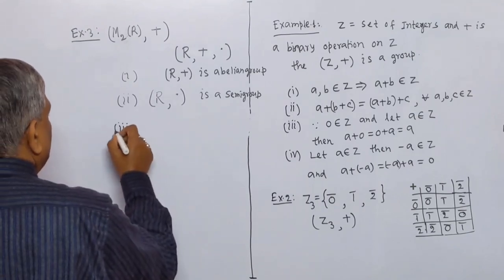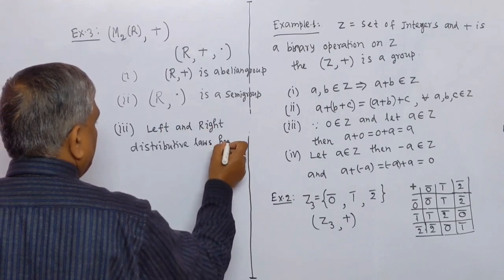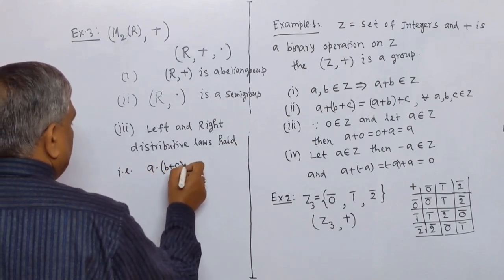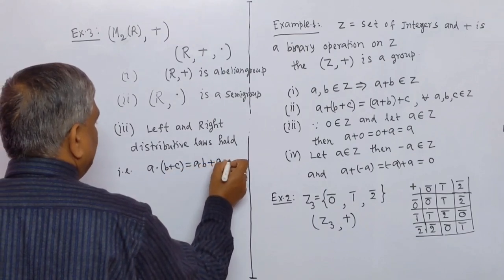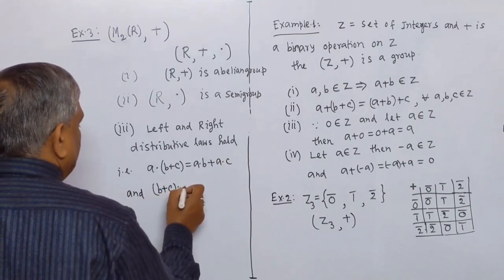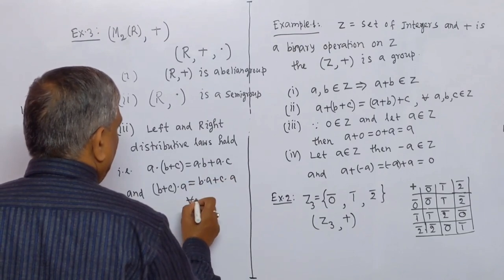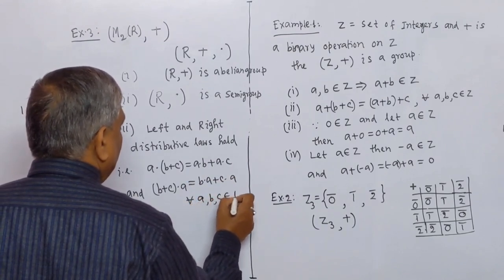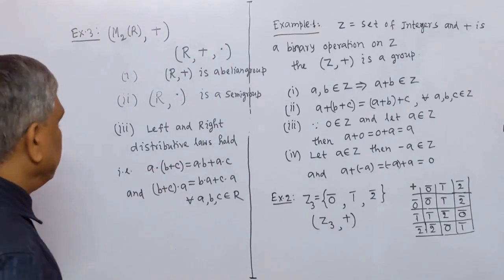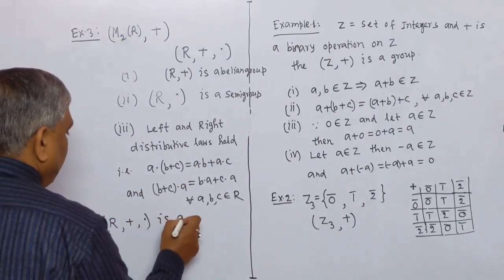Number three, left and right distributive laws hold, that is, A multiply B plus C equals A multiply B plus A multiply C, and B plus C multiply A equals B multiply A plus C multiply A for all A, B, C belonging to R. Then the new algebraic structure R plus dot, where dot means multiplication, is a ring.